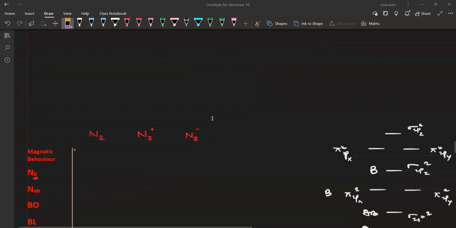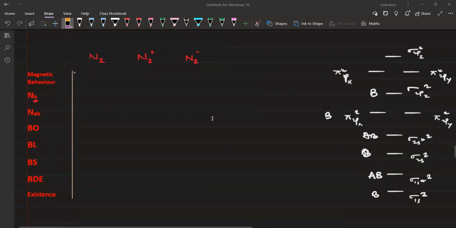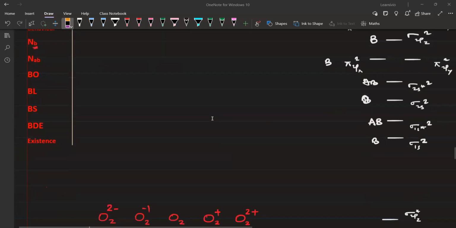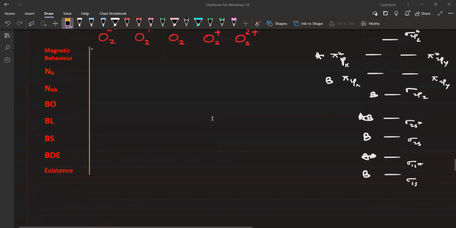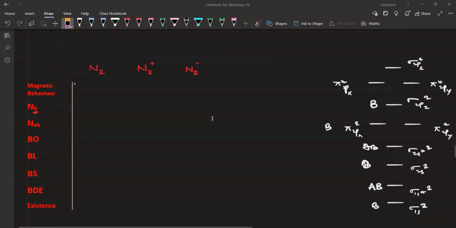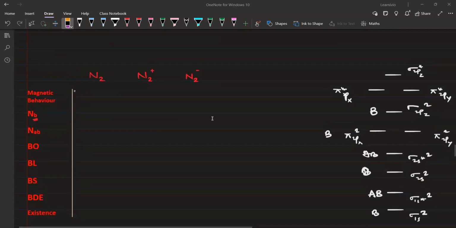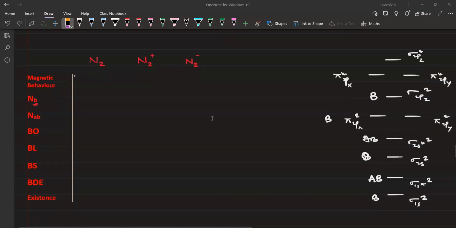Okay. After this, we are going to do two cases. One is for nitrogen N2, and then we are going to do for O2. After that, we'll look at some questions. Now, since we are at N2, we will take three cases: N2, N2 positive, and N2 negative.